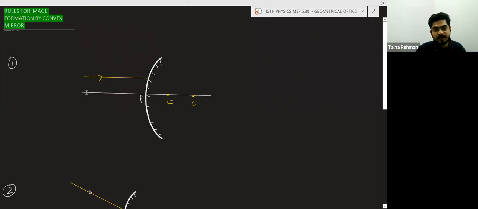And this incident light is parallel to the principal axis, and this is the pole. This is the center of curvature. What is the pole? The pole is the middle point of the mirror, and the line joining the center of curvature and the pole is the principal axis. So this line is the principal axis, and this is the polishing of the mirror.